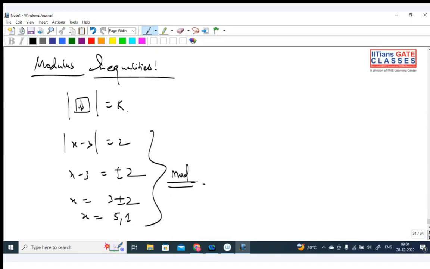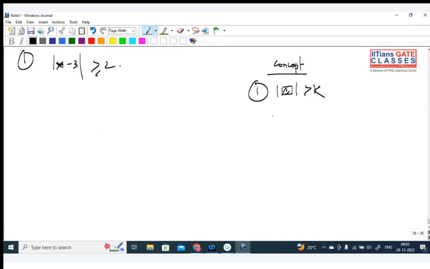So the first kind of modulus inequality we'll discuss here is mod of x minus 3 greater than 2. Okay. This is the mod inequality. So what is the concept here? You have to use a concept. Suppose something is written inside the mod, and this is greater than k. So what you can do is take something less than minus k or something greater than k. And what is the meaning of or? Or here means union. This is very, very important to remember.